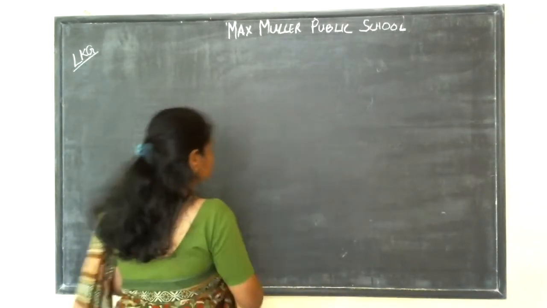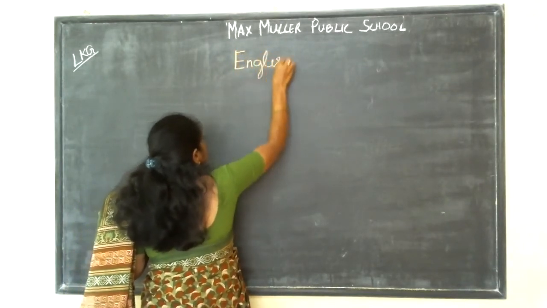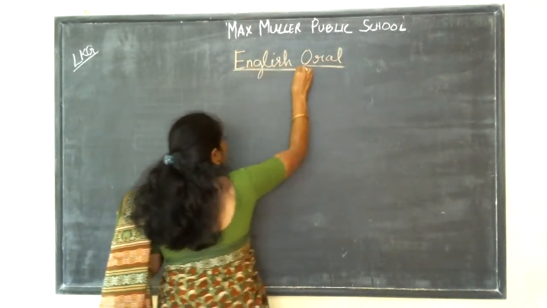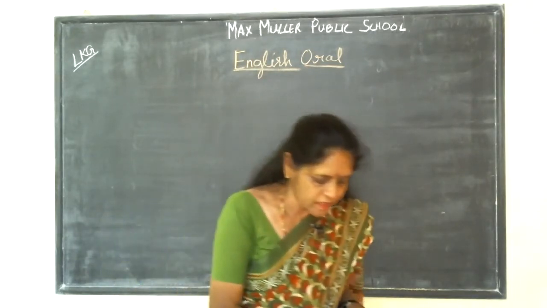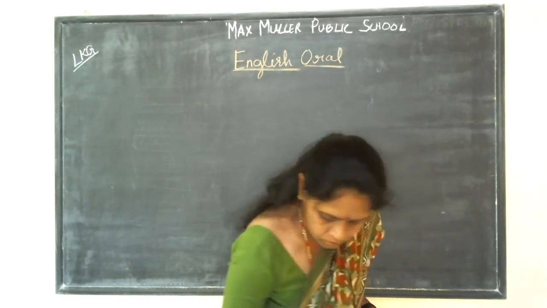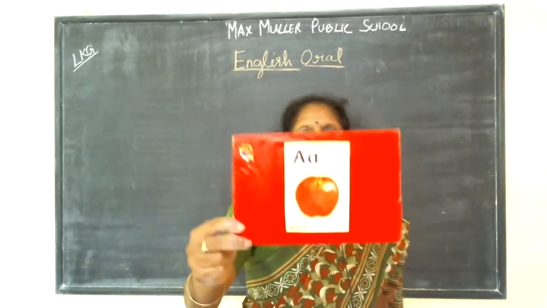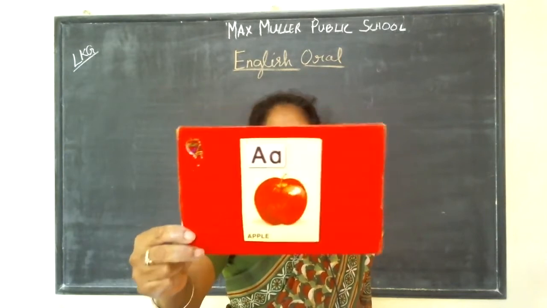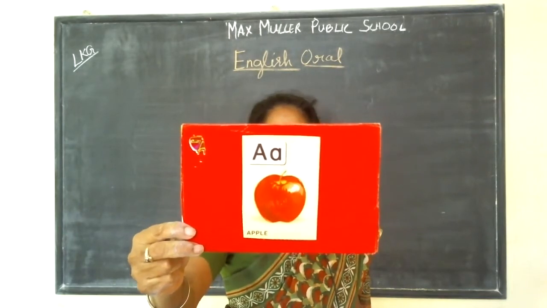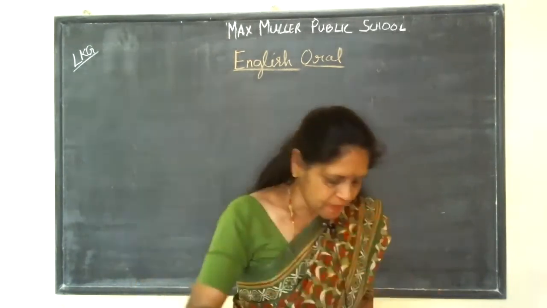So next is English oral. Okay, English oral. So in English oral, what you're going to learn? Now, which picture is this? Capital A, small a. A for apple. Repeat again. Capital A, small a. A for apple. Okay, children.